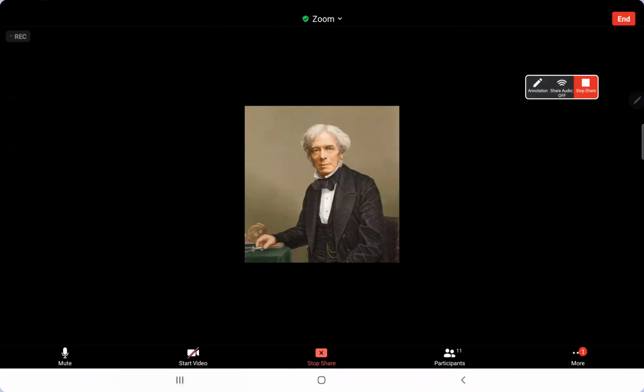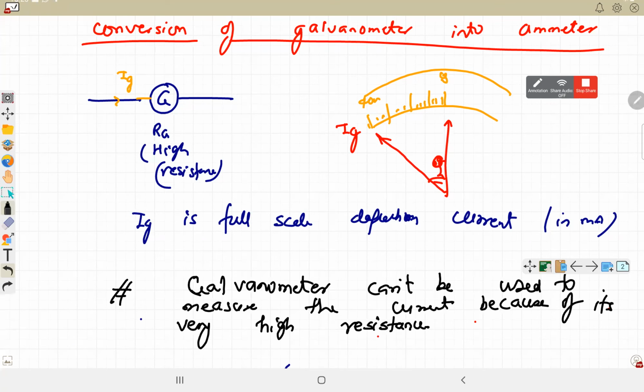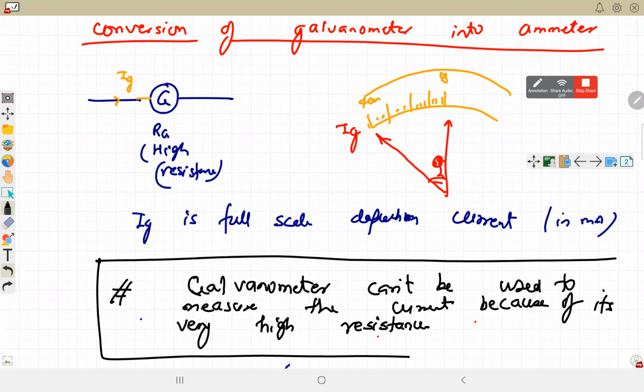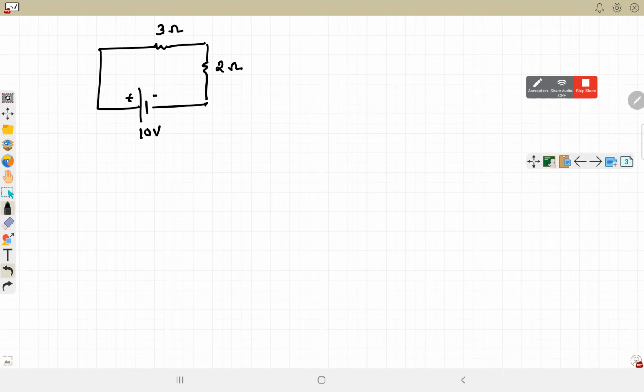गैल्वेनोमीटर को उसके हाई रेजिस्टेंस की वजह से हम यूज नहीं कर सकते किसी भी करंट को मेजर करने में. It is used only to detect the current. Let's take one example. गैल्वेनोमीटर का रेजिस्टेंस बहुत हाई होता है, लाइक 100 ओम, 50 ओम, 1000 ओम टाइप्स. In this circuit, we want to measure the current by using the ammeter. Suppose we don't have ammeter, we just connected a galvanometer.